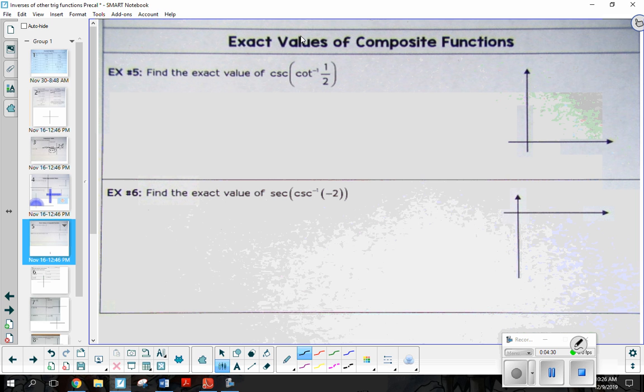Okay, so example 5. Find the exact value of cosecant of cotangent inverse of 1/2. Okay, so I have another composition. Okay, so what would I do? How do I start a problem like this? Okay, what's that, sir?